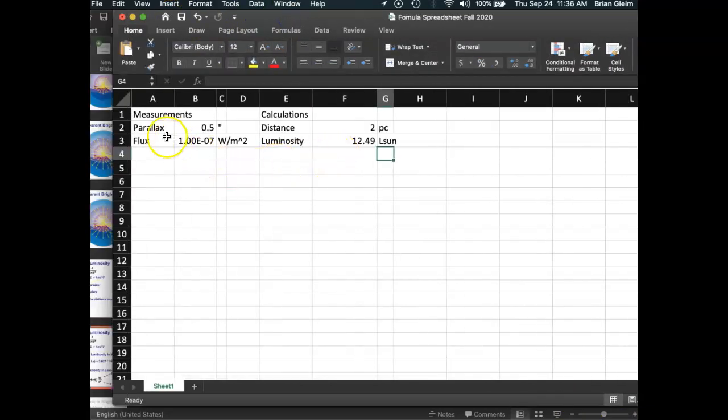Now I've got my spreadsheet where all I have to do is put in new values. If I'm looking at a different star, I measure its parallax, I measure its flux, let's say 4 times 10 to the negative 8. I put in my two measurements. The spreadsheet automatically updates to say the star is this far away and it's this bright. Problem solved. On to the next thing. Save your work so that when we add a third equation, we can add a third line to our spreadsheet.